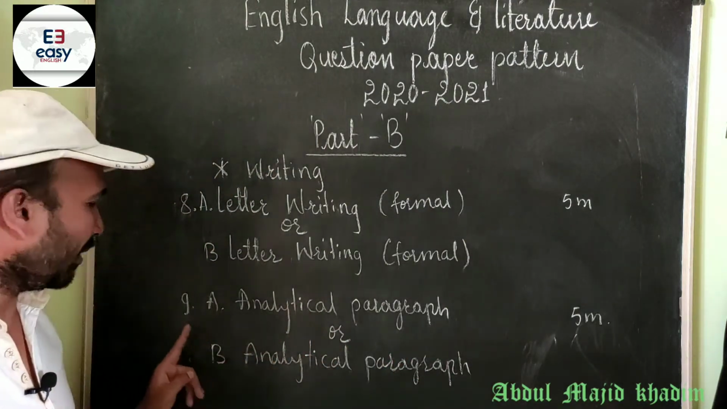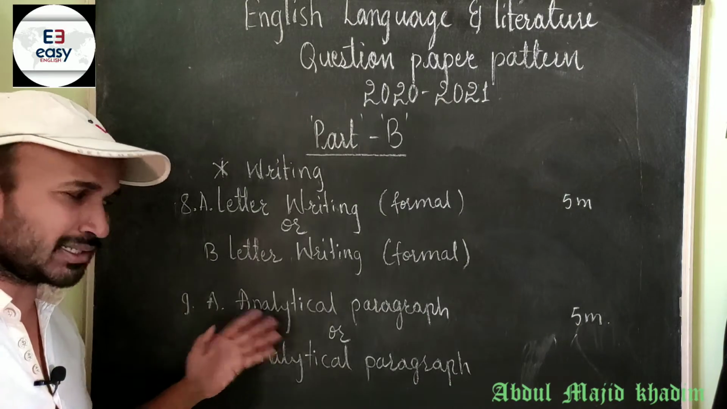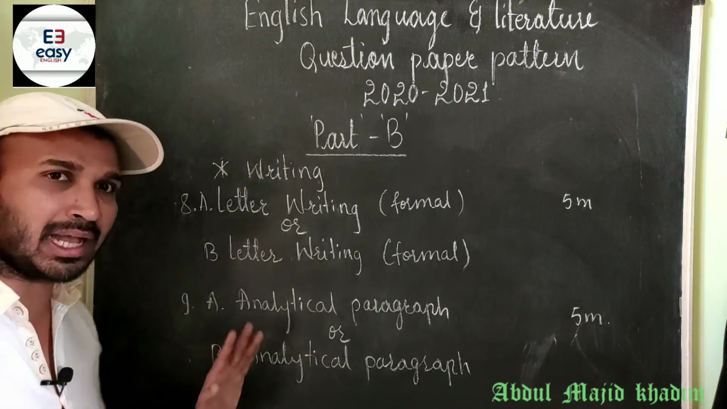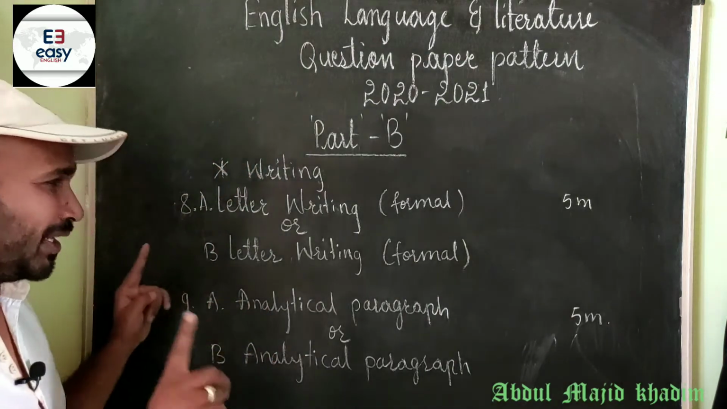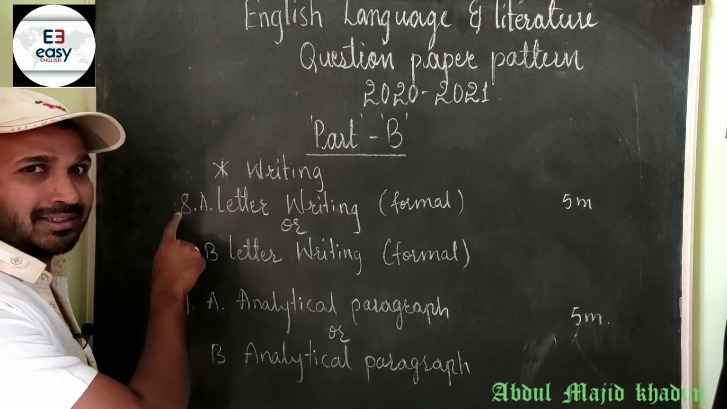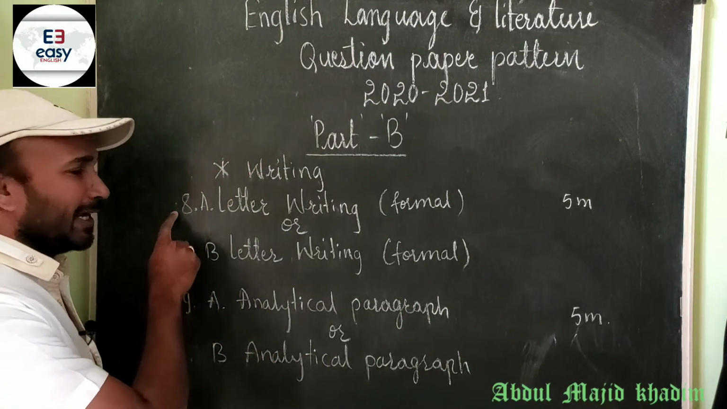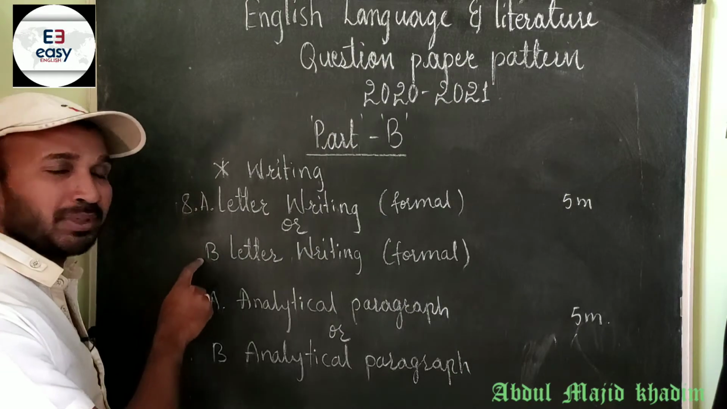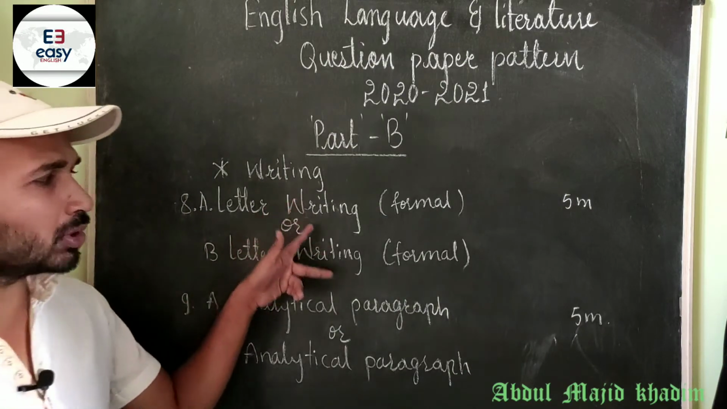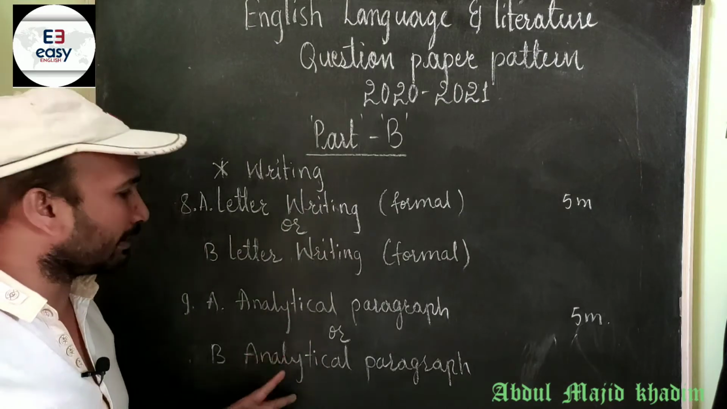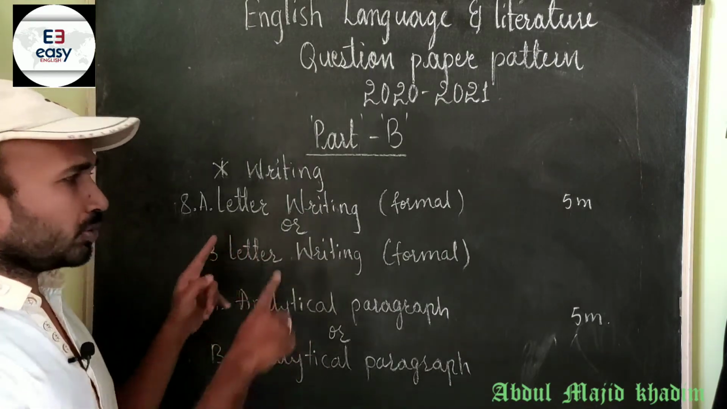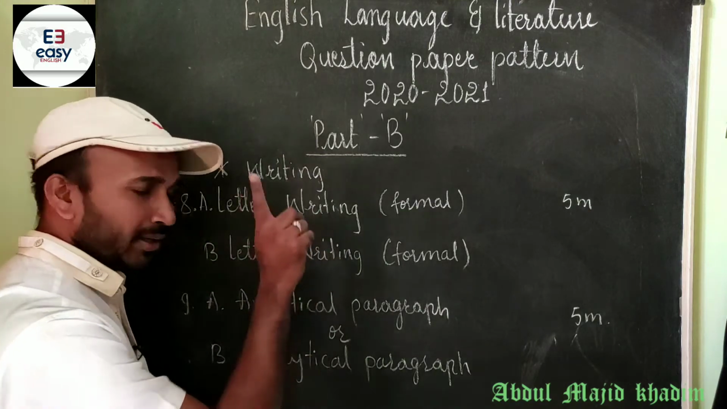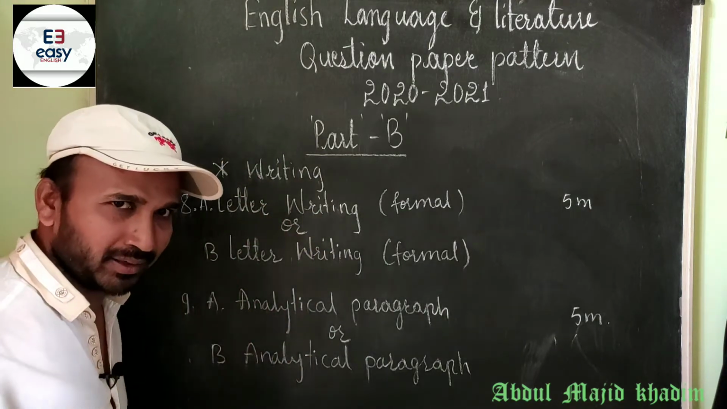Here also an option will be given: 9A is an analytical paragraph and 9B is also an analytical paragraph. While attempting the questions, be careful and note which option you are writing, 8A or 8B. If you think, I can write both letters properly but I can't write the analytical paragraph, then you won't get the full marks. You must write one letter and one analytical paragraph.